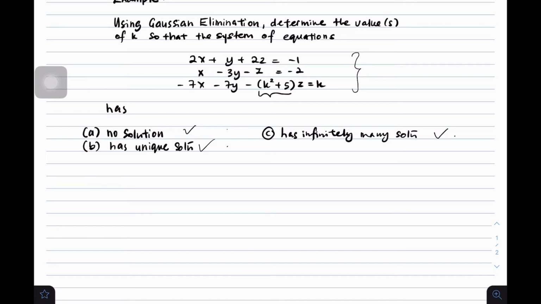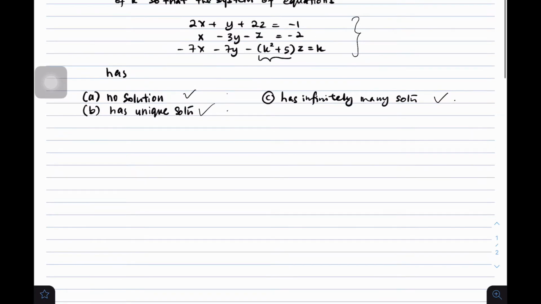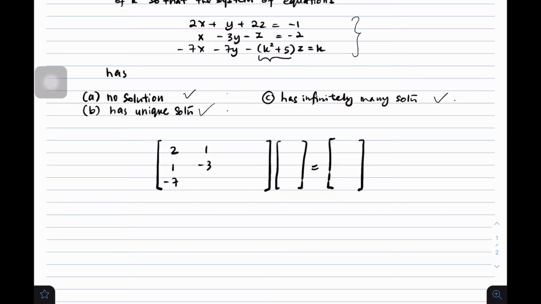you need to transform the system of linear equations into the matrix form. Okay, so let's write this one in the form of a matrix. So we have the coefficient matrix here. Okay, and we have the variable matrix here equal to the constant matrix here. Okay, so for the coefficient matrix, you have 2, 1, negative 7. You have 1, negative 3, negative 7. And you have 2, negative 1, and negative k square plus 5.